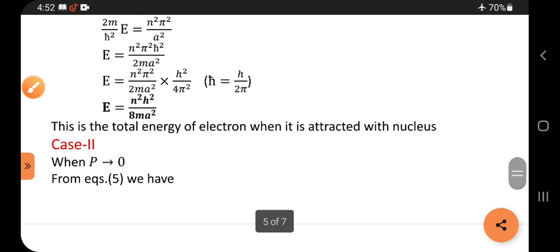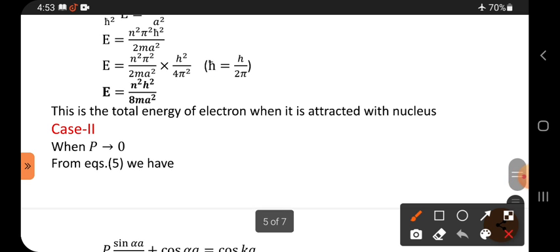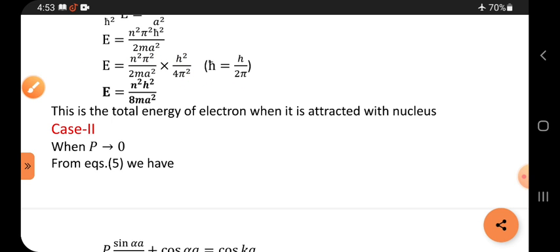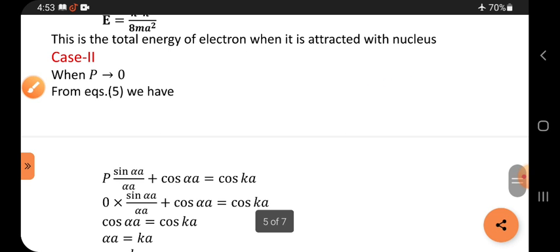Now we got the e value like this, but it is h cut square. The h cut value is h by 2 pi, so h cut square means h square by 4 pi square. So this pi and pi get cancelled, 2 to 4 is 8, and upside is n square h square. Why? These two already got cancelled. So this is the total energy of the electron when it is attracted by the nucleus, meaning when it is moving inside the nucleus. Next, case 2.